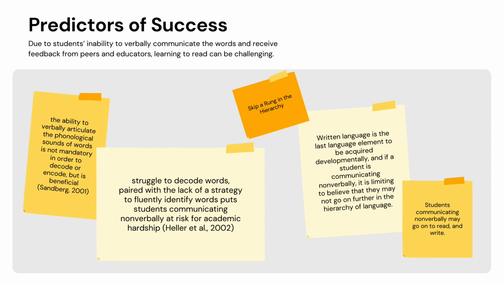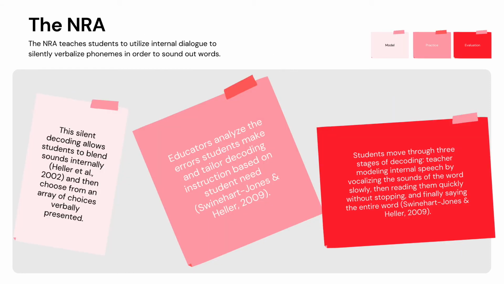So, if we are teaching our students communicating nonverbally how to connect those letters, symbols, and sounds together, what we can do is set them up for success in then learning to write. The NRA has shown that students are able to internally decode words and then read them. So why can't we internally decode words and then write them? That is where my thinking and research has led me.